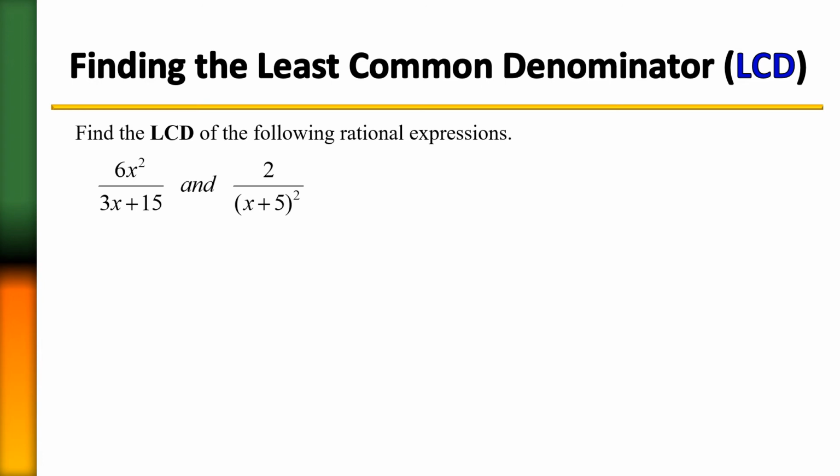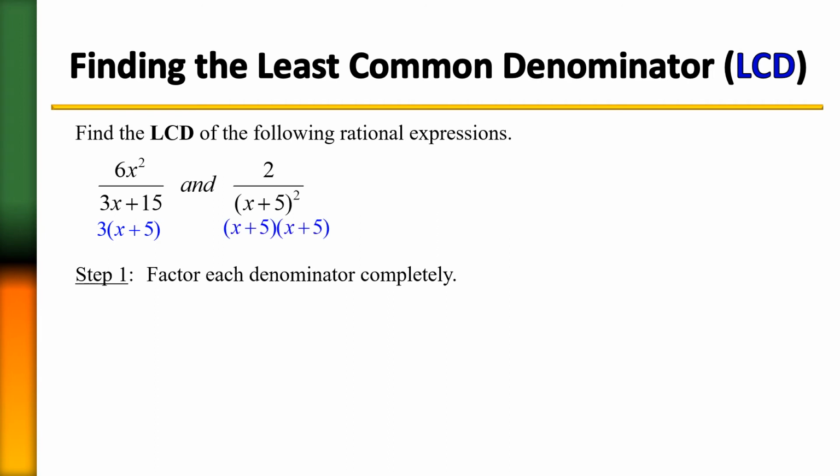Once we take that out, we're going to write what's left in parentheses. And the second denominator is (x plus 5) squared, which means you just simply have two of the same thing. So now that we have them factored out, we can see them readily. We can see exactly what we have in terms of our factors.